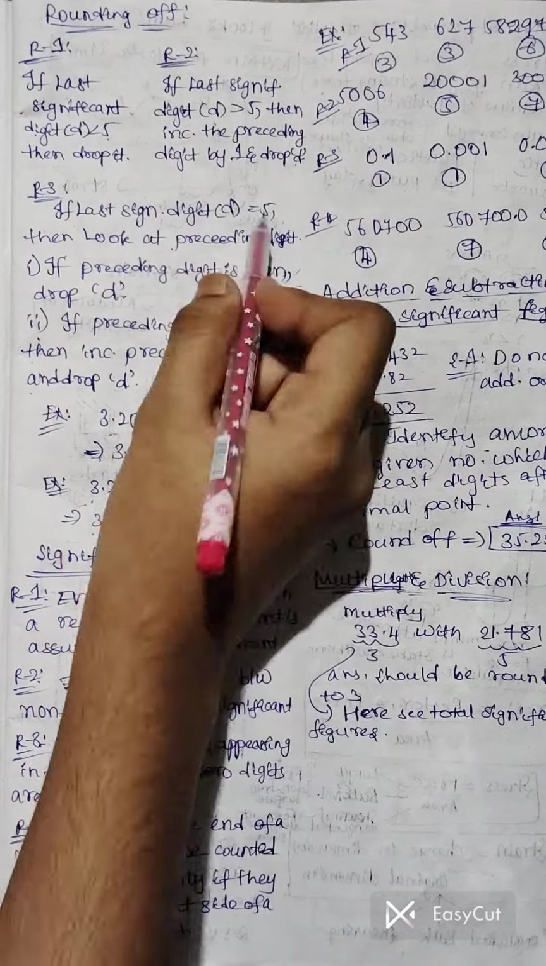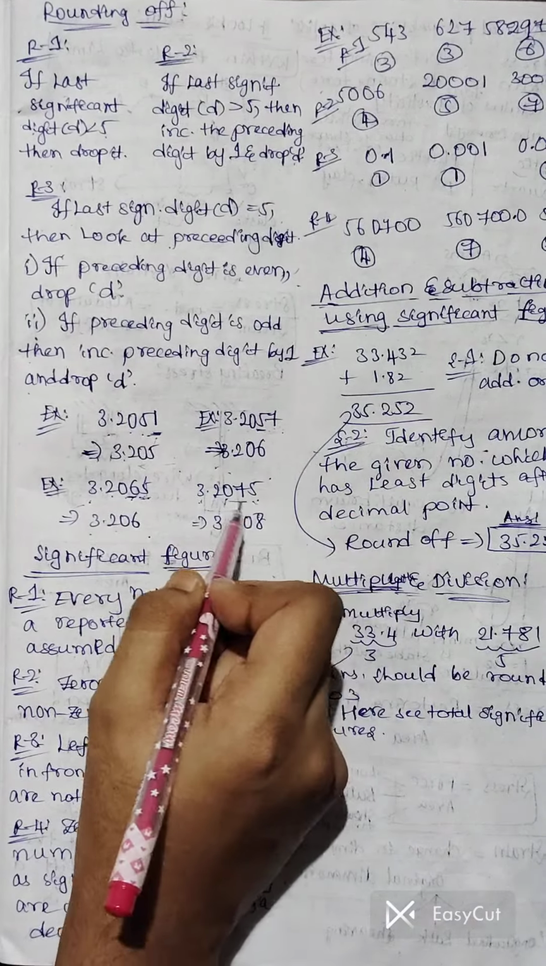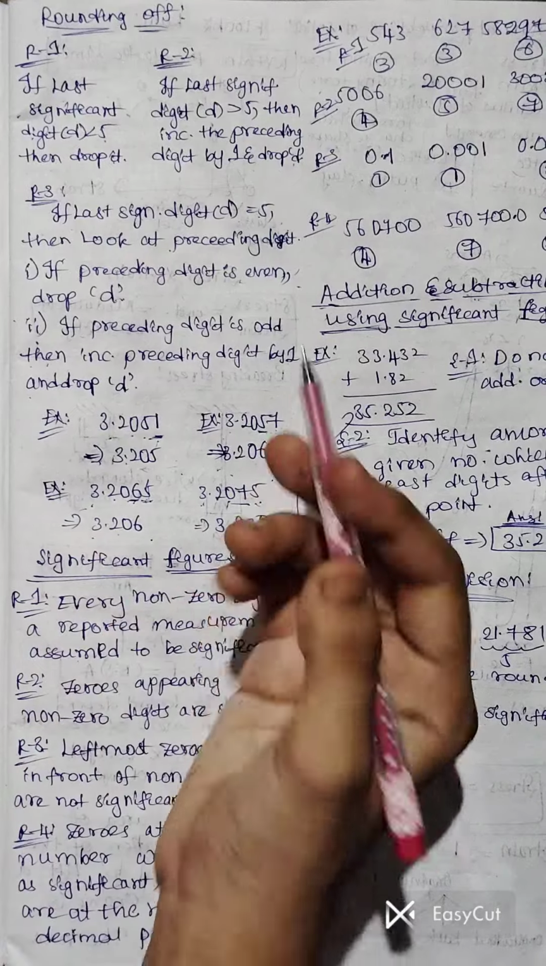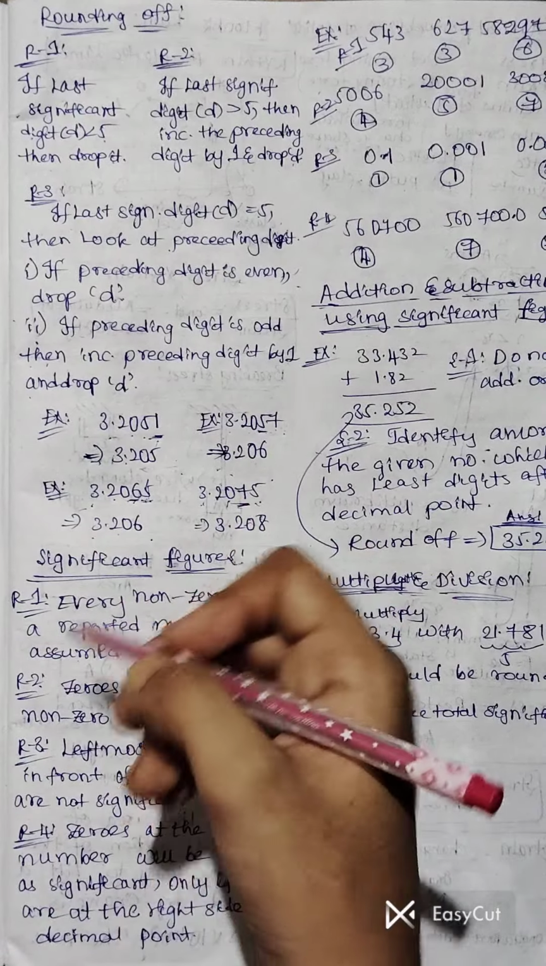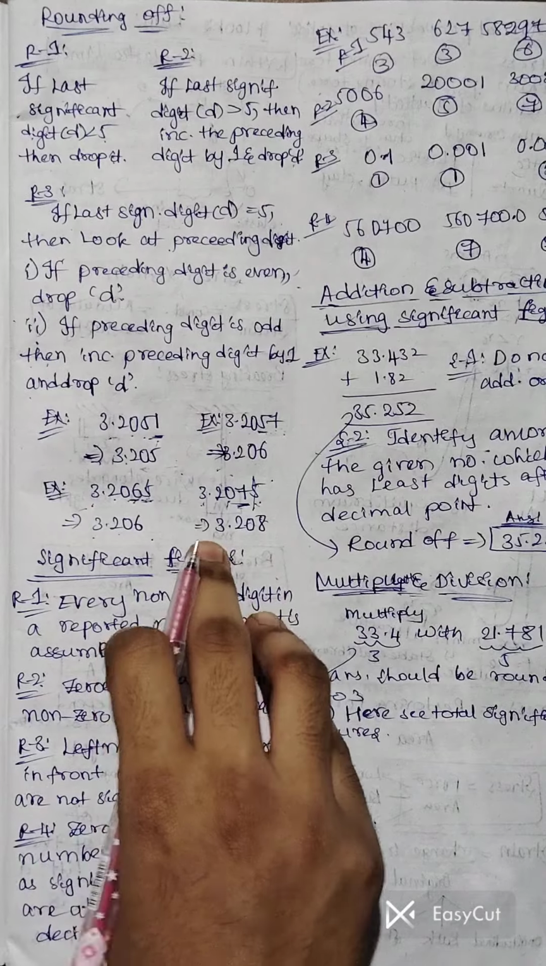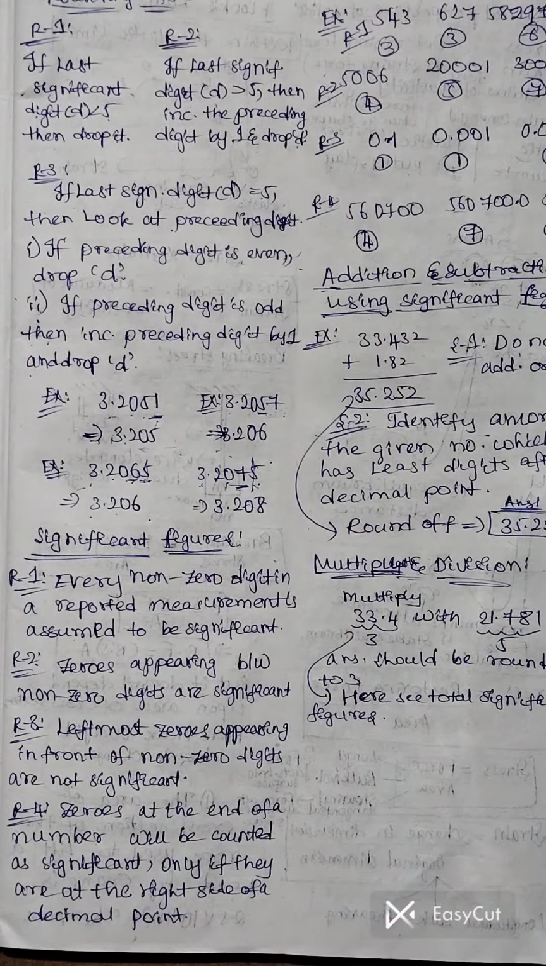And if it was 3.2075, that is, the last significant digit is 5 again, and the preceding digit is odd. That was according to this 2. Then you have to increase this preceding digit by 1, and you have to drop the last significant digit. So you get 3.208.